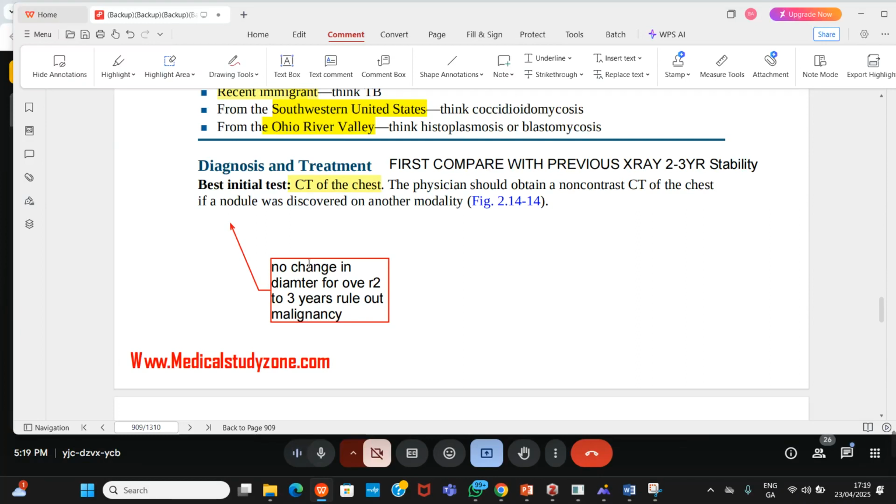Anybody knows an example of southwestern US states? Okay, nobody knows. We move on. So we don't need it.